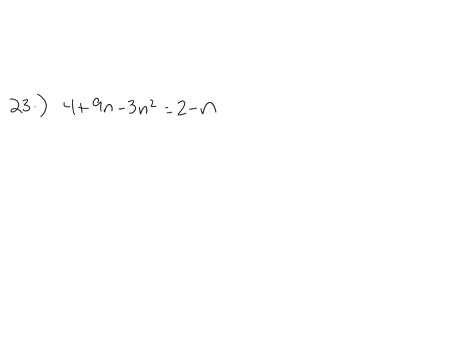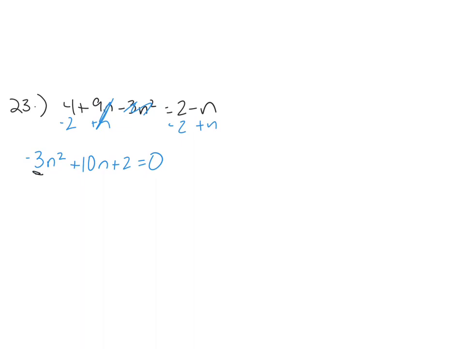Alright, so because of the negative 3n, I'm more than likely going to have to, and not everything is divisible by 3 right now. Before I do anything, I'm going to put everything together. So I'm going to minus 2 from both sides. I'm going to add n to both sides. And I'm going to put it in the right order. So I'm going to have negative 3n squared first, plus 10n, plus 2 equals 0.